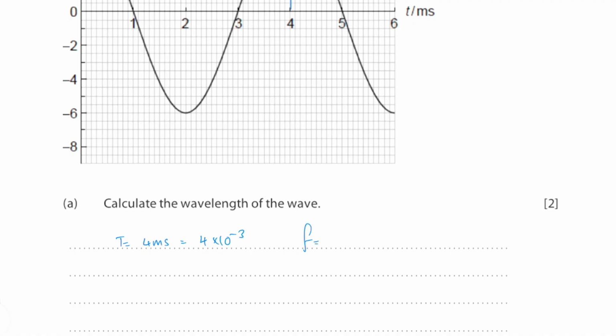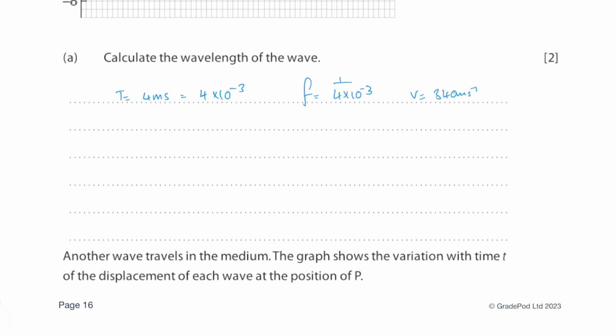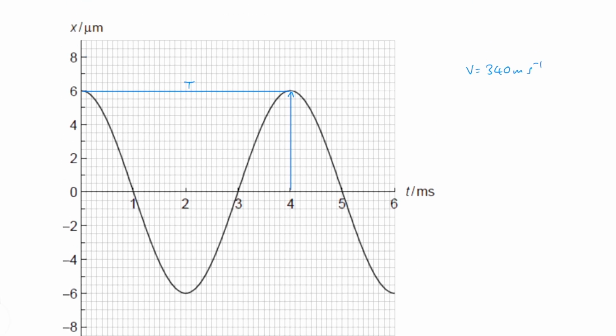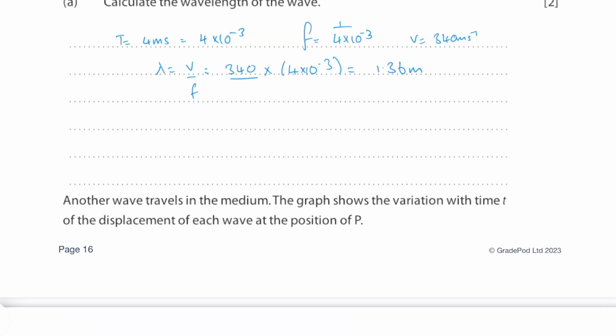which tells me that the frequency is equal to 1 over 4 milliseconds, and the speed is equal to 340 meters per second. So we use the wave equation. Lambda equals v over f, 340 divided by 1 over 4 times 10 to the minus 3, so it's times that. 1.36 meters. What's all the data given to? Right, our data is given to two significant figures at most, so we're going to say 1.4 meters.